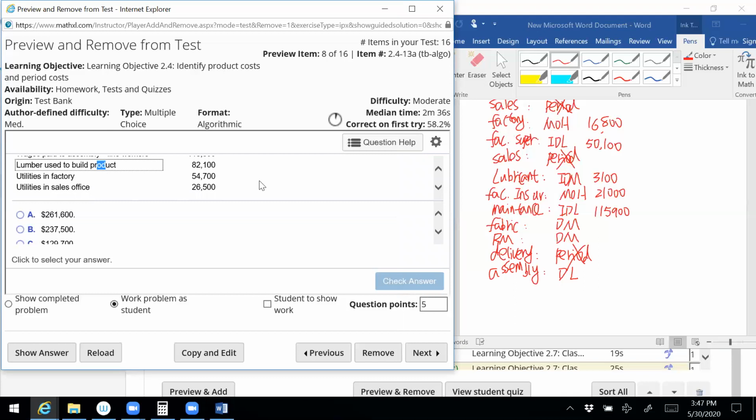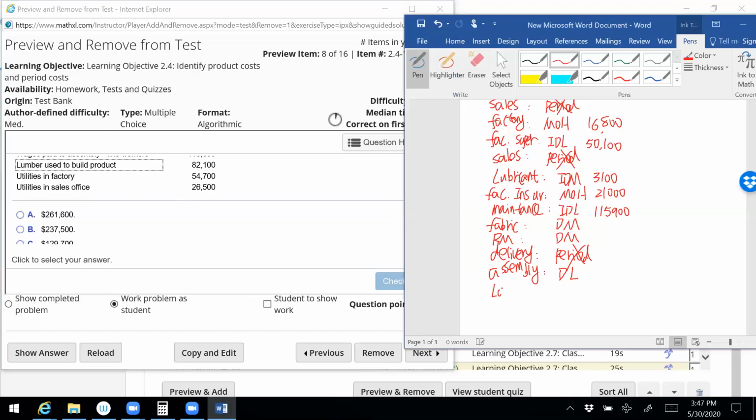Next one, lumber used to build the product. This is direct material. It is not our manufacturing overhead. Next one, utility for factory. This is manufacturing overhead, 54,700. Last one.